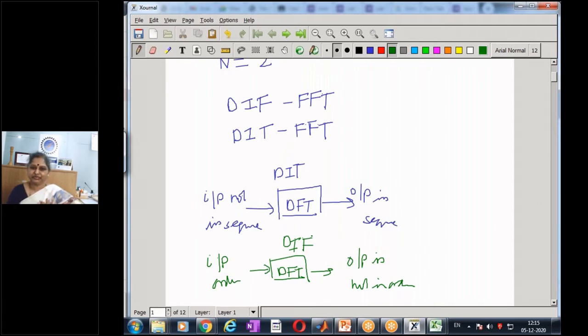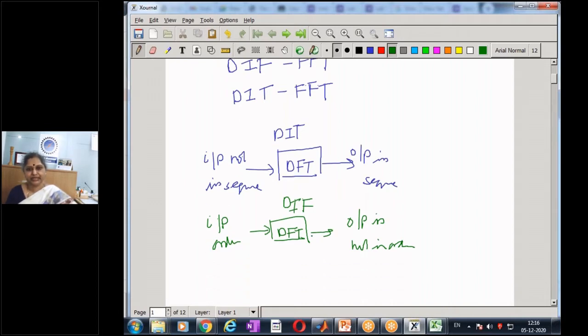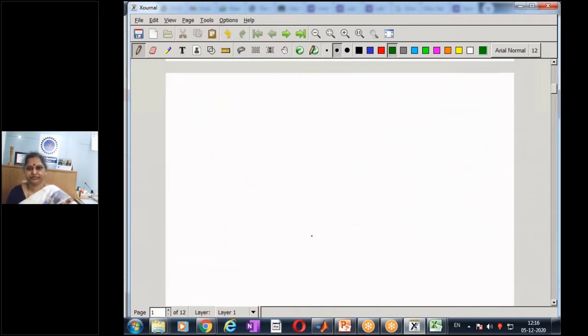So essentially what we say is, if input is not in order, the output is going to be in a normal sequence, or the other way. If input is in order, the output is not going to be in order. So we cannot have the input and output both in order for any algorithm. So today we shall take up the decimation in time FFT algorithm. My input to the algorithm is not in sequence, output is going to be in sequence.